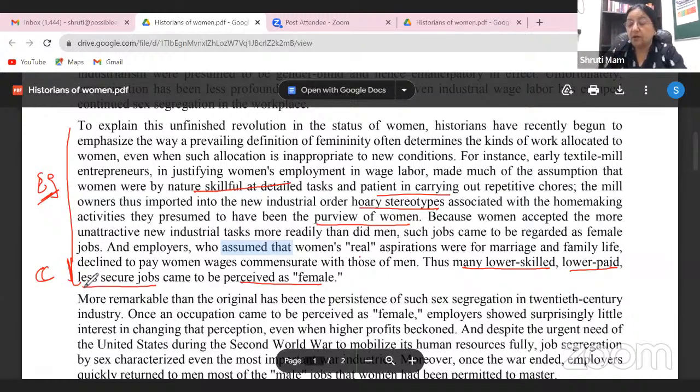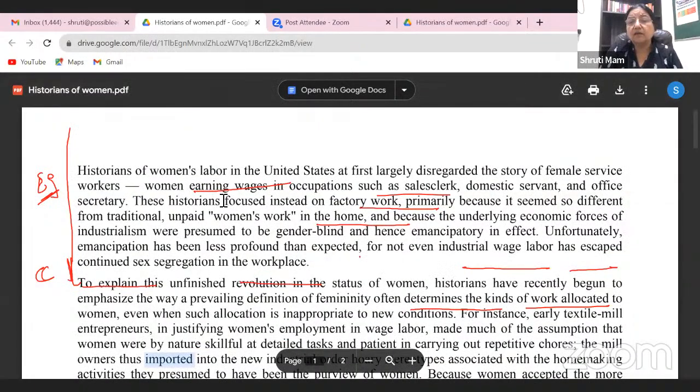Clear? I'm teaching you gradually. First you learn the technique. I might take a lot of time to explain it to you. But once we learn the technique, then gradually we start mastering it with speed also by reading, because we're reading newspapers to amalgamate information. Now, more remarkable than the original has been the persistence of such sex segregation in the 20th century. See, earlier, what was he talking about in old times? Can we look at this?